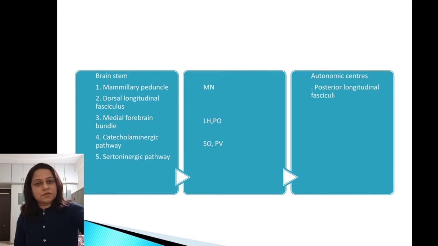Brainstem sends fibers to the different nuclei of the hypothalamus by mammillary peduncle, dorsal longitudinal fasciculus, medial forebrain bundle, catecholaminergic pathway and serotonergic pathway. Through all this, it sends fibers to the different hypothalamic nuclei like medial nucleus, lateral hypothalamus, preoptic nucleus, supraoptic nucleus, paraventricular nucleus, and hypothalamus sends fibers to the different autonomic centers of the brain by posterior longitudinal fasciculi.